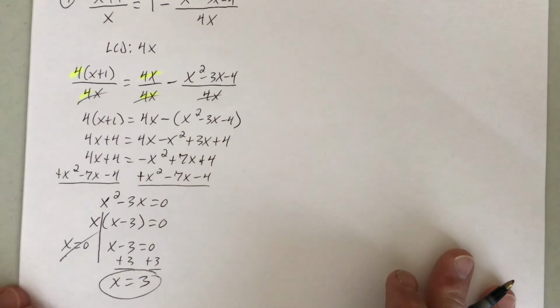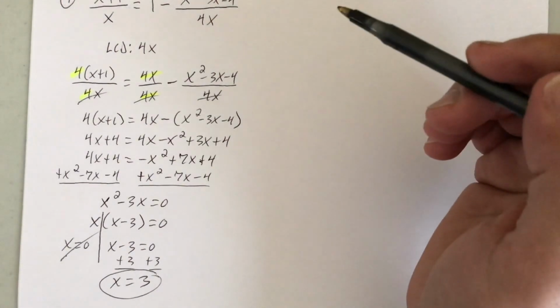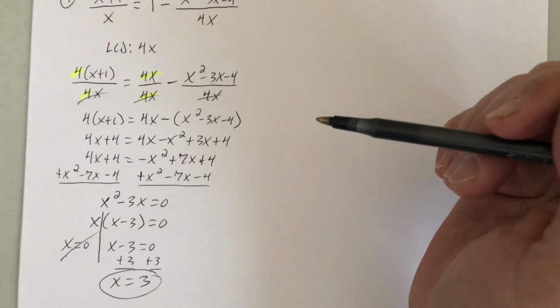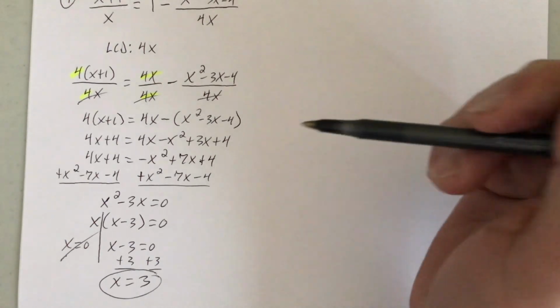All right, well, hopefully these problems will help you solve rational equations with extraneous solutions. Now, in part 1, we didn't have any extraneous solutions, and we saved that for part 2.